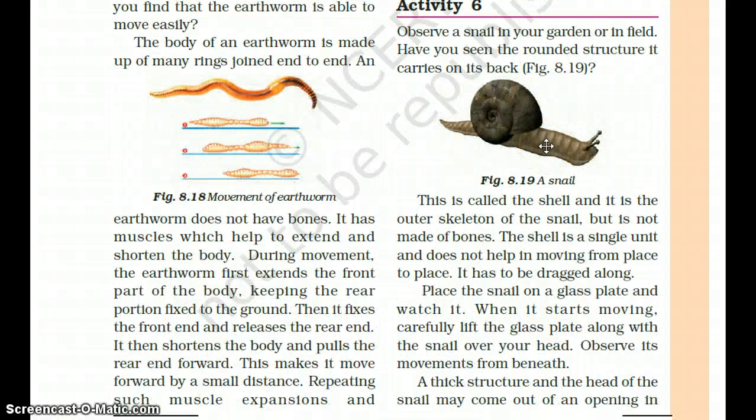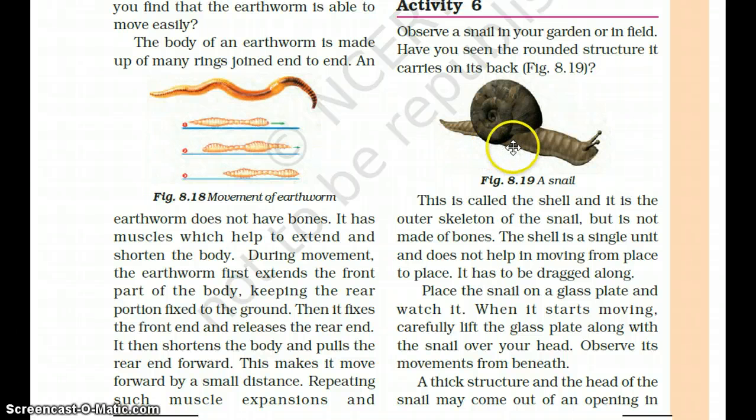Now let us see movement in snail. So snail has an outer covering which is called the shell, and this is not made up of bones. And the shell does not take part in the movement of body. Now snail drags the shell along as it moves. A snail has a muscular foot here.